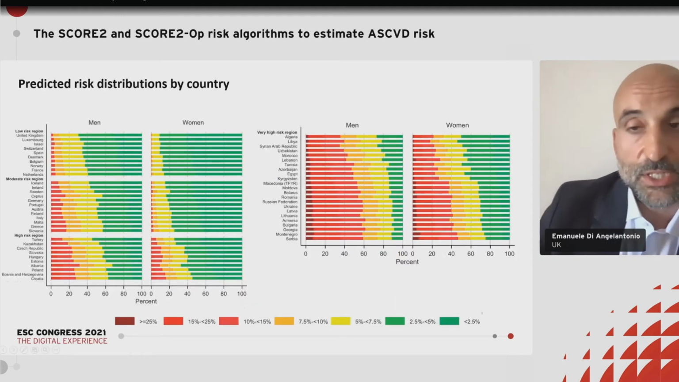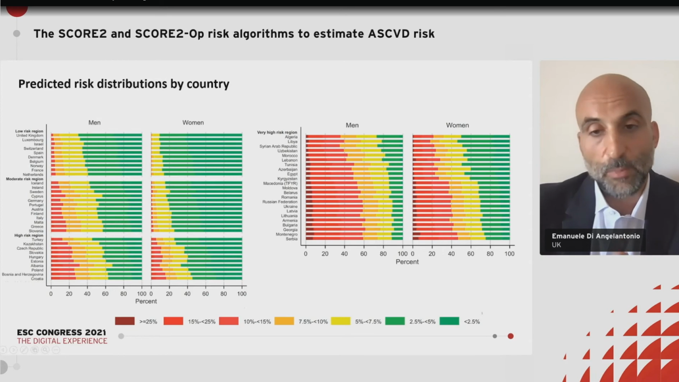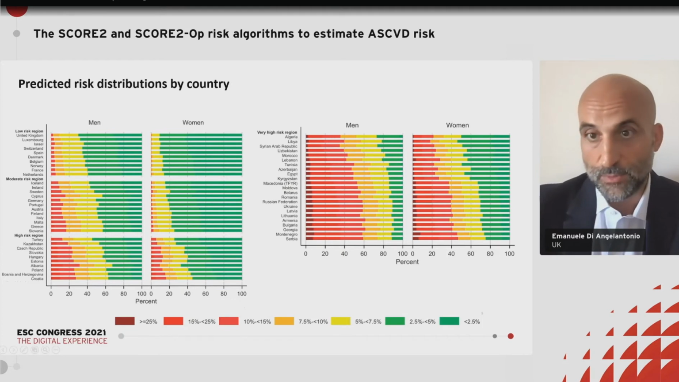And finally, just an illustration of how this score can perform. Here in different colors, we have different risk categories going from less than 2.5 to more than 25% over 10 years. And you can see how we have defined the different regions, not only the overall region, but actually the individual country within each region. And you can see how the risk distribution varies across different countries, pretty similar between countries within the same region, but actually different if you compare across regions. For example, if you go from a low risk region to a very high risk region.